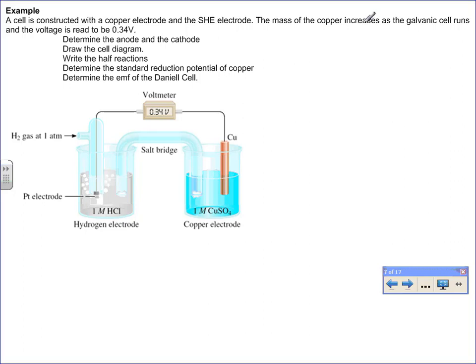So what we need to determine is which one is the anode and which one is the cathode. Because the mass of the copper is increasing, we know that it must be the cathode, because the copper ions are gaining electrons to form copper on the surface of the electrode, and therefore it's increasing.